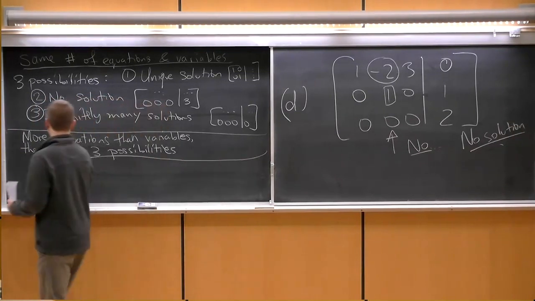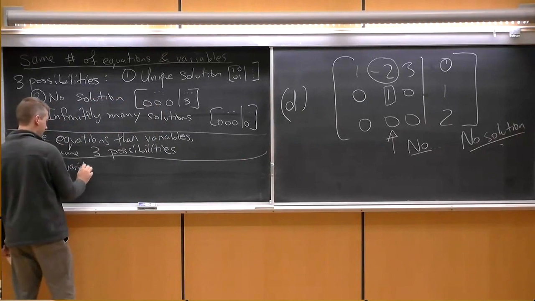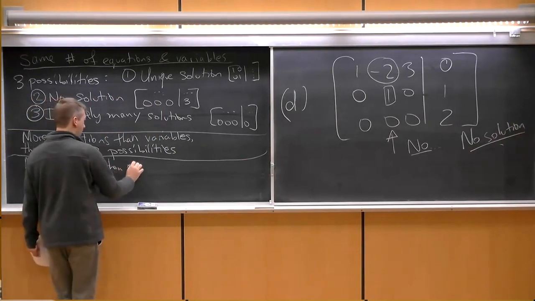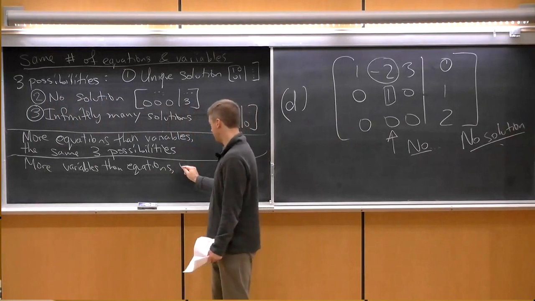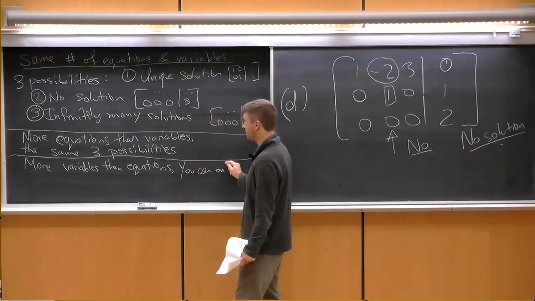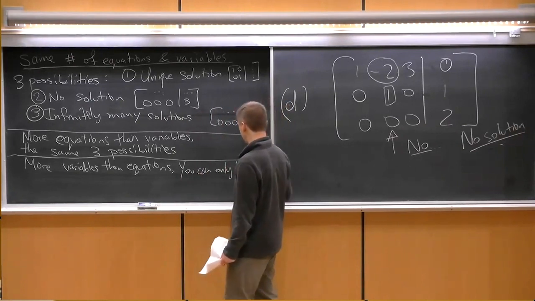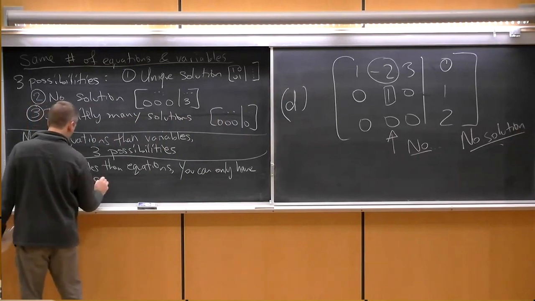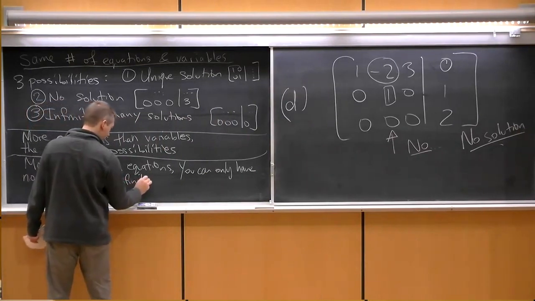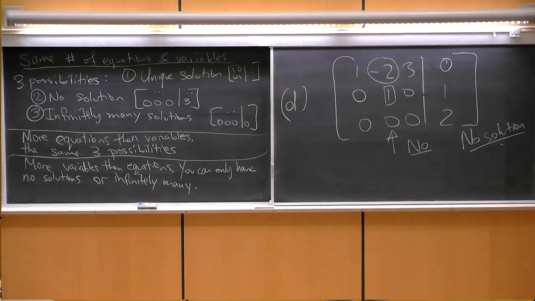Okay. But one thing to maybe remember, if you have more variables than equations, you can only have no solution or infinitely many solutions. You can't have a unique solution.